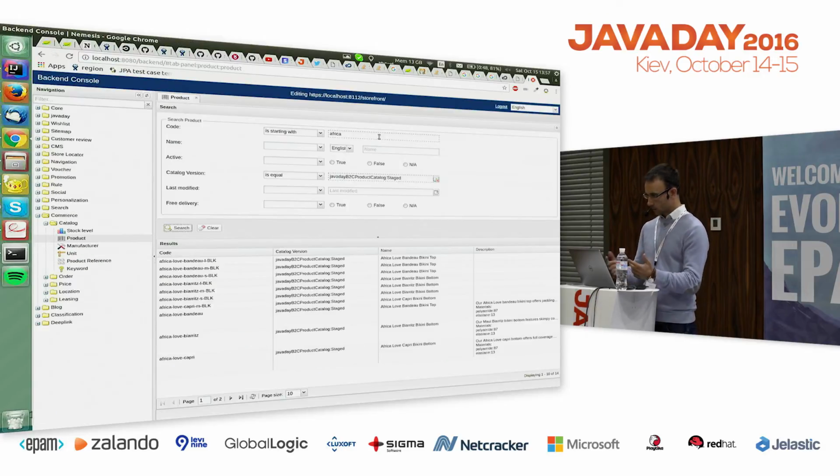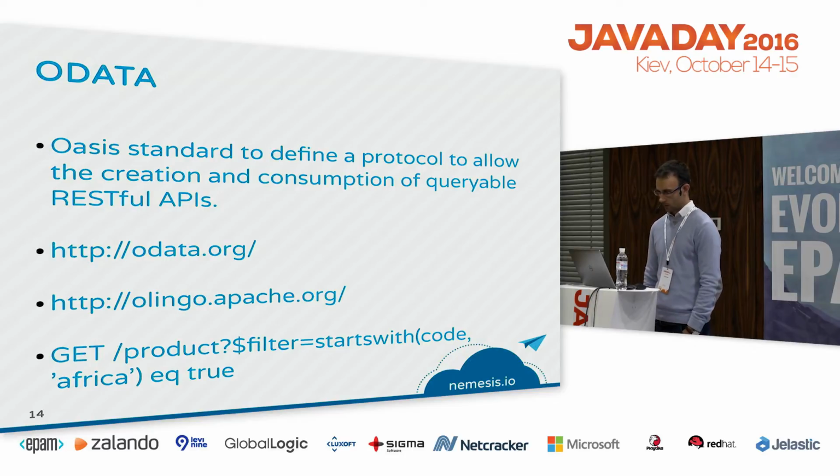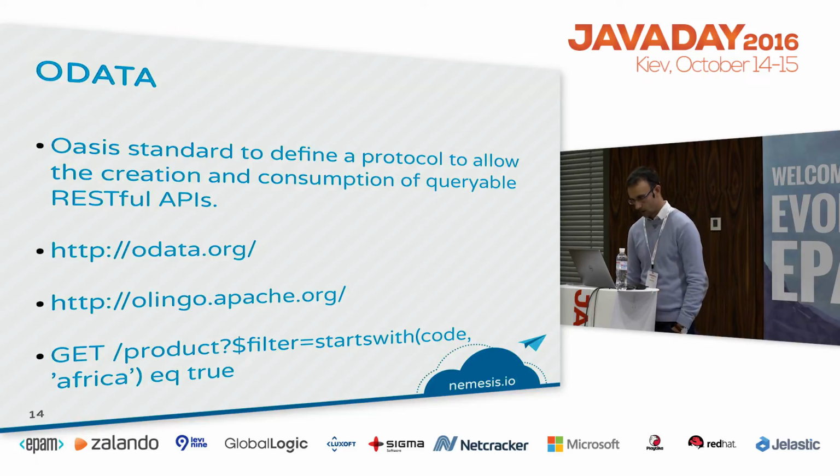So another solution, what we have done is we went to OData, and moving back to the slides, OData is actually a standard. I think it was started by Microsoft, if I'm not mistaken. It's a standard that allows you to define a protocol to query and consume RESTful APIs through very complicated queries. This is the OData website where you can read more about it. And in particular, we're using the Apache Olingo library.